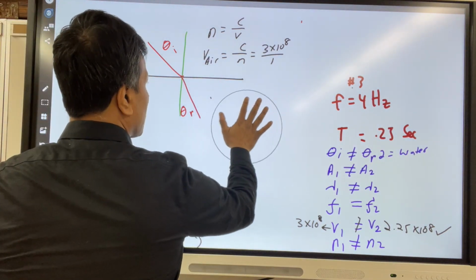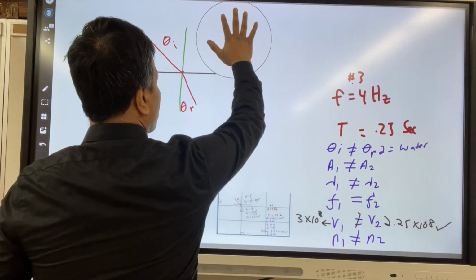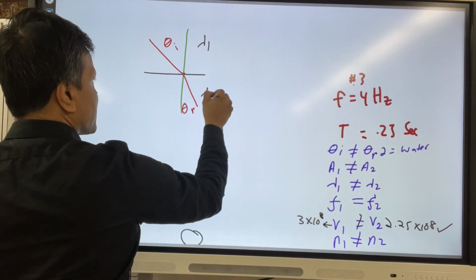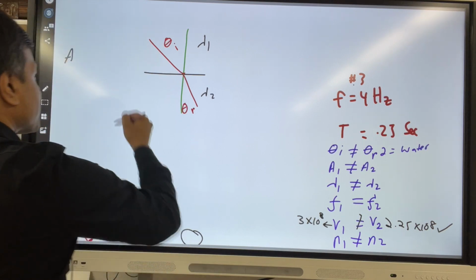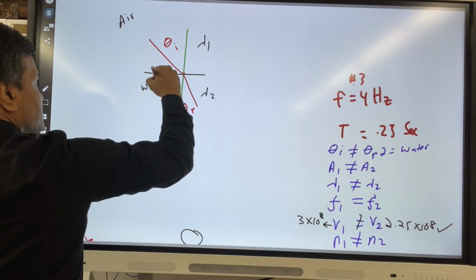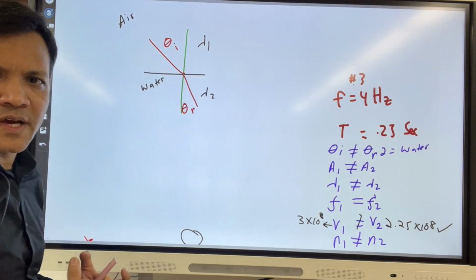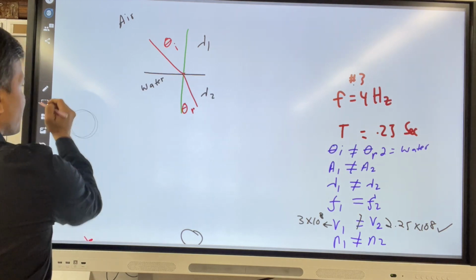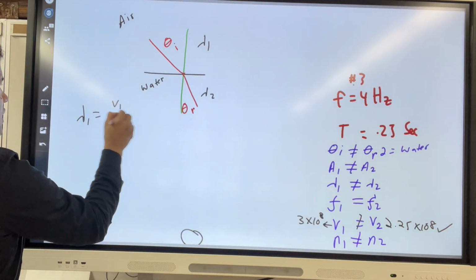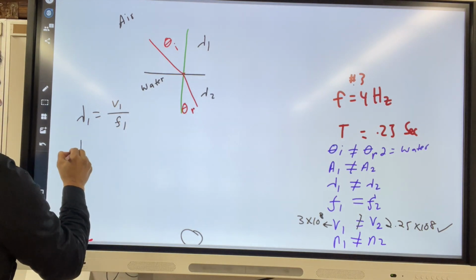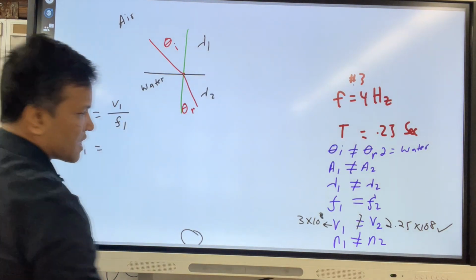Good. Next we are going to see whether lambda 1 is equal to lambda 2. This is lambda 1, this is lambda 2. This is air, this is water. So how can we find the lambda? Lambda 1 is velocity 1 over frequency 1. Velocity 1 is how much?